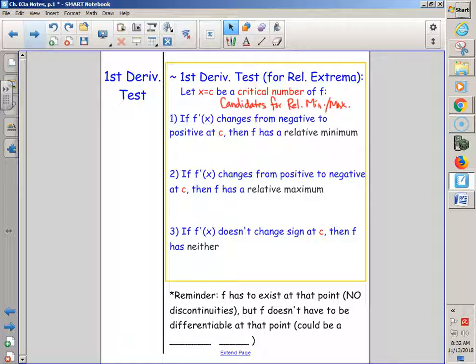Only critical numbers are candidates for relative mins and relative maxes. Are candidates. That doesn't mean that they necessarily are. They're the only ones that can legally become relative mins and maxes. Not discontinuities. Holes and vertical asymptotes can't be mins and maxes. We still need them in our sign chart, but they're not candidates. Only critical numbers, only smooth and sharp turns.